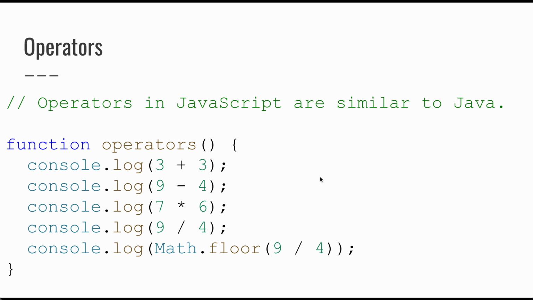As far as the operators that we use, you can kind of see how they all work here. 3 plus 3 is going to be 6, 9 minus 4 is going to be 5, 7 times 6 is going to be 42, and 9 divided by 4 is going to be 2.25. So you kind of get that floating point division there. And then the last value here, Math.floor, will get 2. So you kind of have to use Math.floor explicitly to get to integer sort of division.